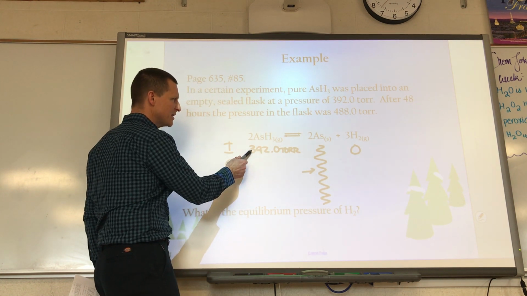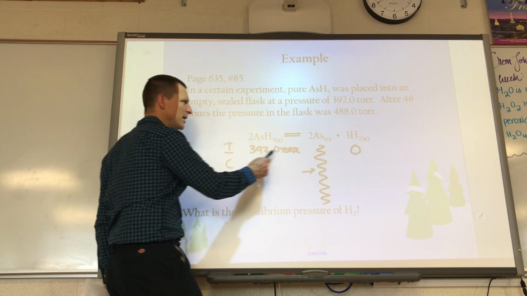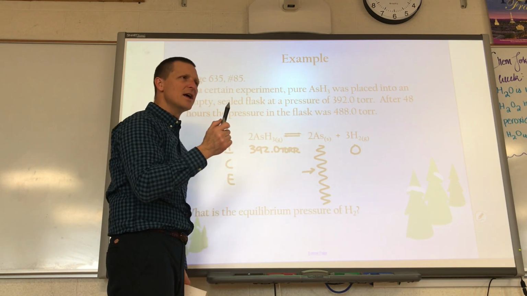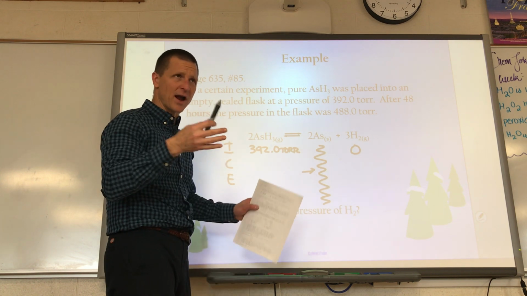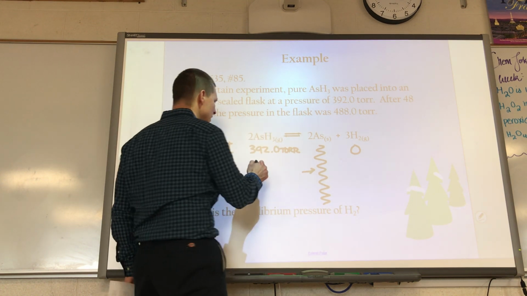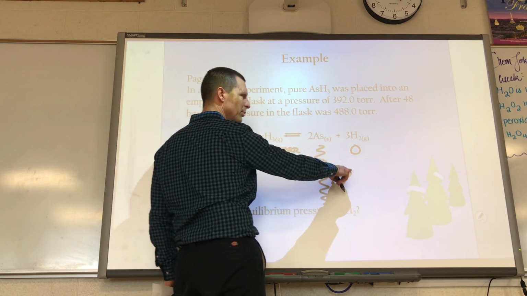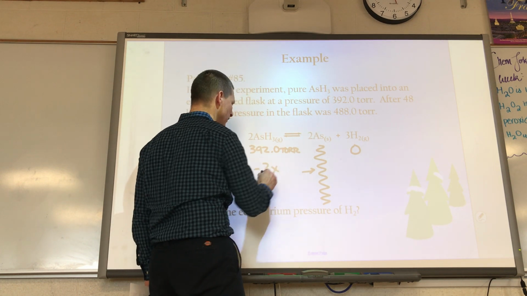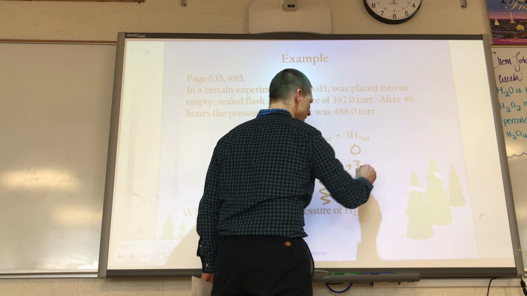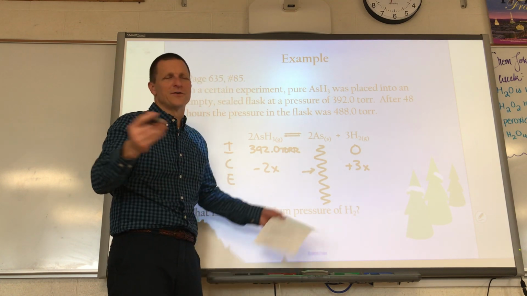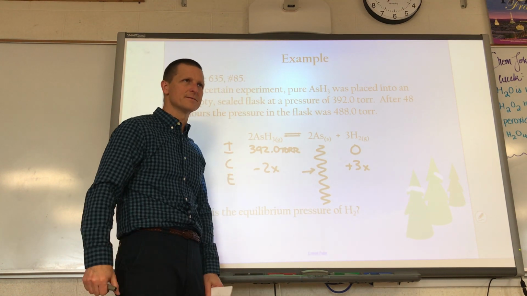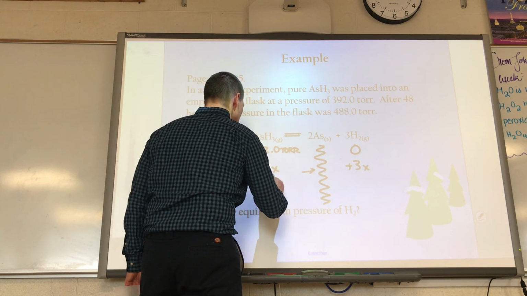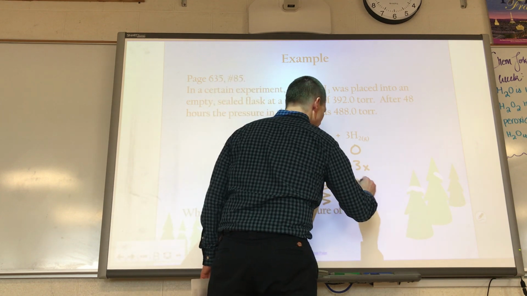Now, pay attention to this. See how the coefficient is 2 for that, and then it's 3 for that? When I do my minus x and plus x over there in the products, I'm going to use the coefficient so I don't have any fraction coefficient. I mean, it's still going to work. If I call this minus x, that's going to be plus 3 halves x. See that? But I'd rather not. I'm just going to say minus 2x for that and plus 3x for that, just to avoid any fraction coefficients. Fraction coefficients are fine, but I just try to simplify it. Okay? So that means at equilibrium, it's going to be 392 minus 2x for that, and just 3x for that.